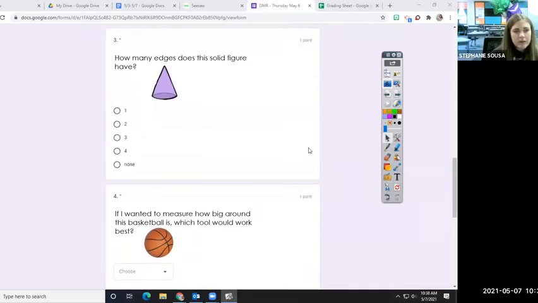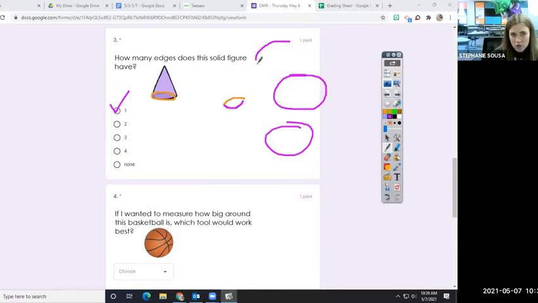All righty, number 3. How many edges does this solid figure have? This is a circle, y'all. A lot of you guys think it's an oval, like there's one edge up front and then another edge in the back, and it's not true. It's a circle. So that is one edge. A lot of you chose 2. This is one shape. Okay, one circle. It takes one edge, one curved path around it. It is not 2.